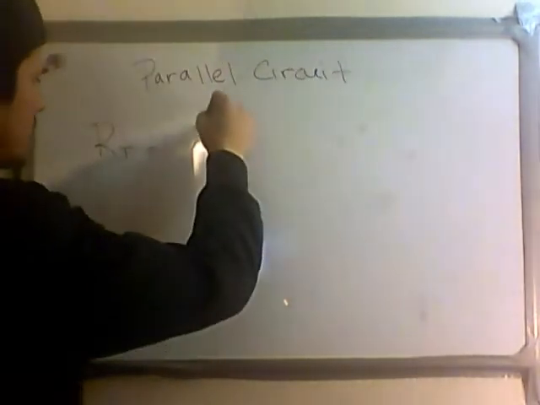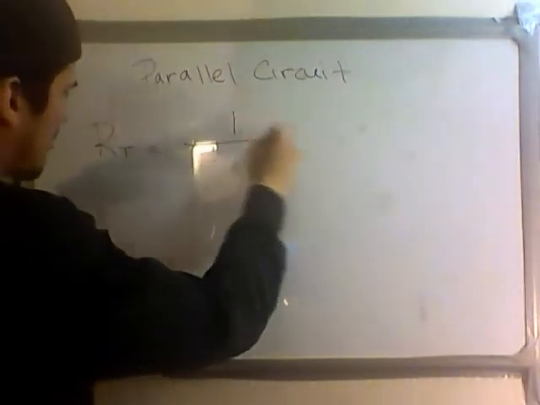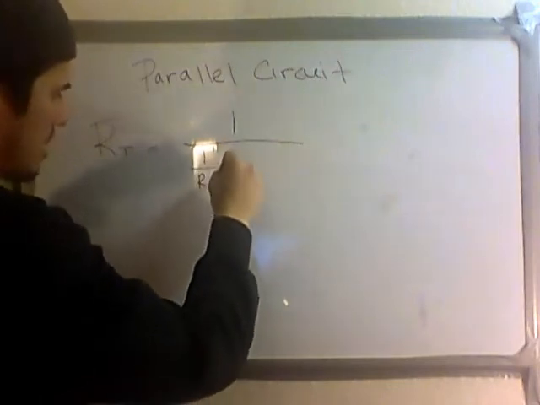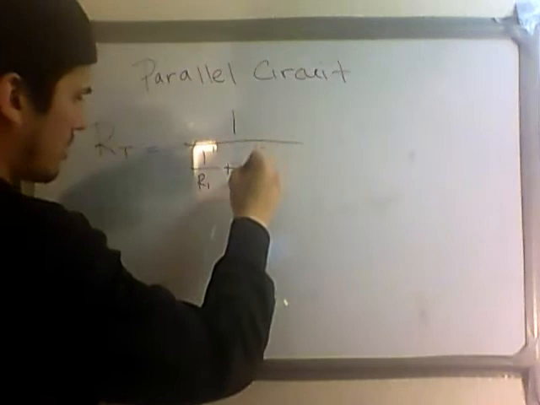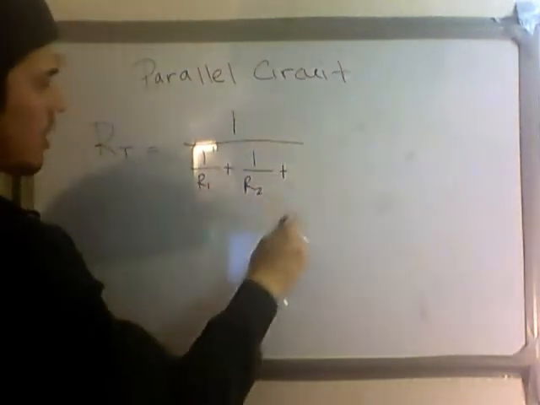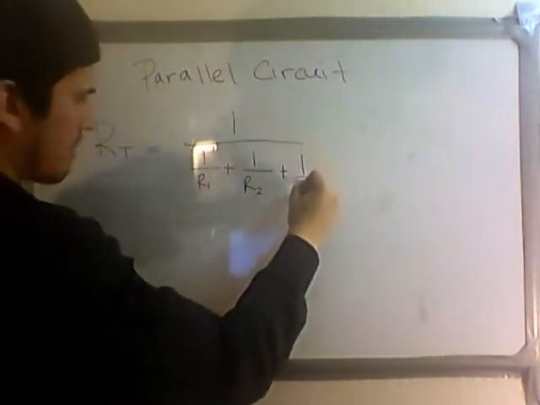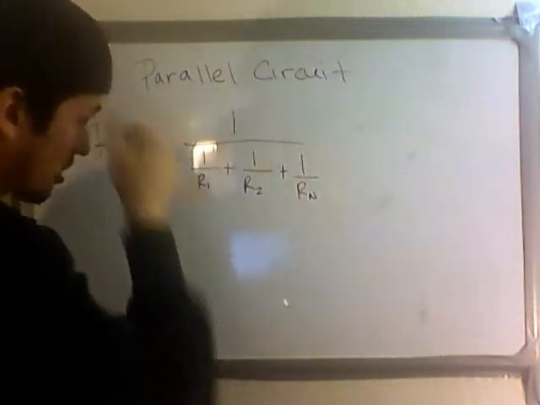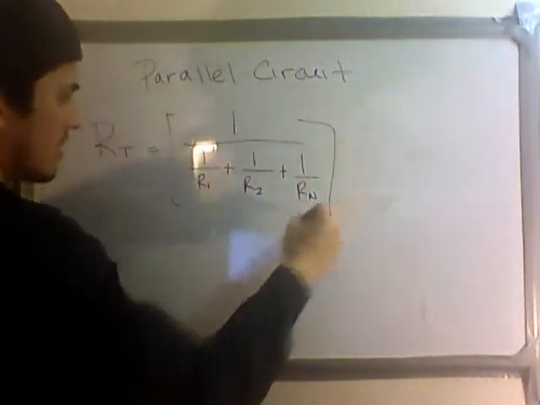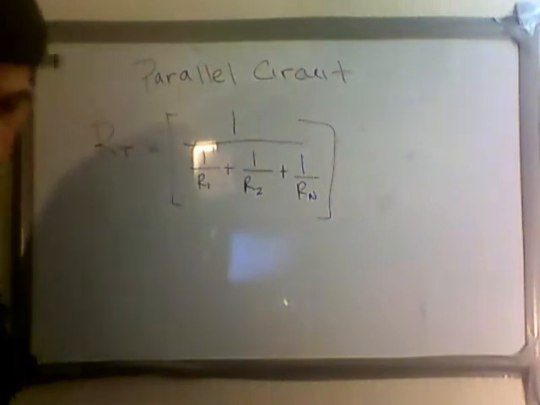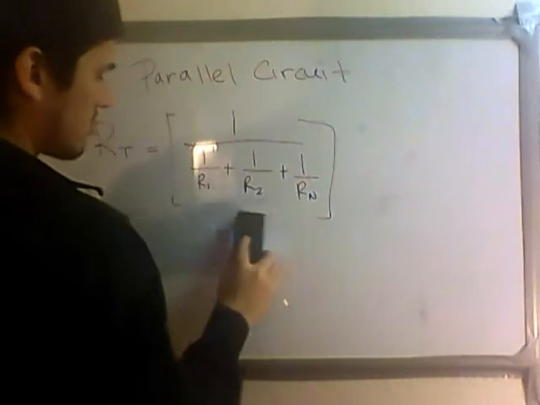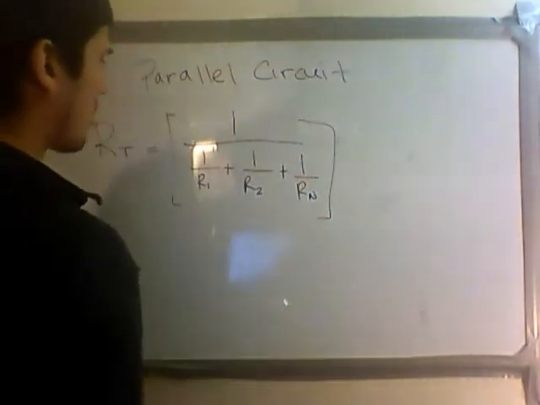You take 1 divided by 1 over the first resistance, and you add that to 1 divided by the second resistance. And you go on and on, however many resistances you have inside your parallel circuit. Now this algebra can be tricky, but there are ways to make it easier. I'm going to show a quick example of how I would tackle a problem like this, so it's not so hard on yourself.